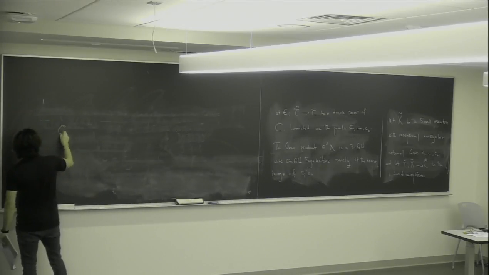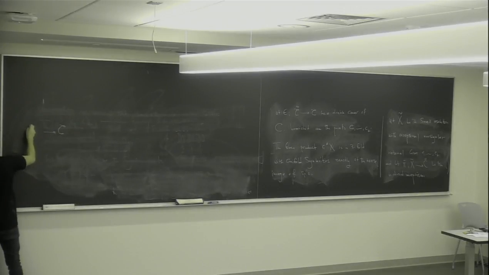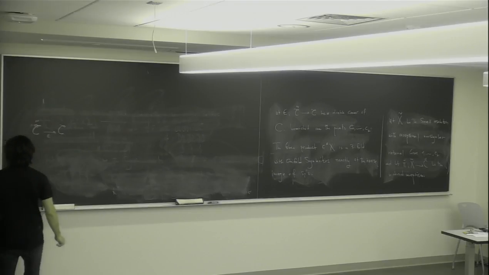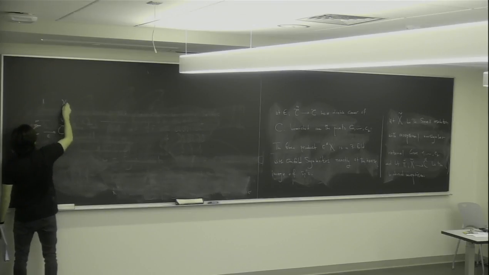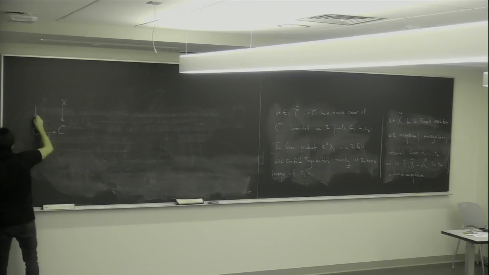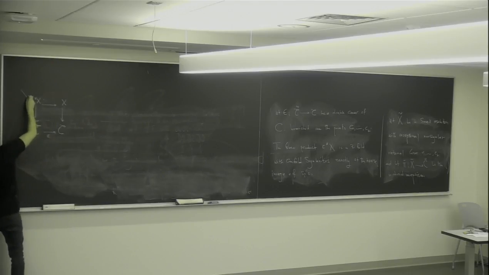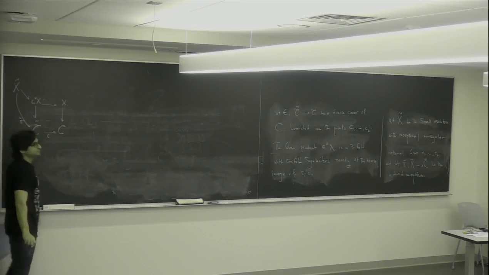So you have C, you start with C, and you're pulling back this C via a ramified double cover of this curve C, and this was your X, and you look at the fiber product like that, and then you look at the small resolution like that, and this induces a morphism pi tilde.